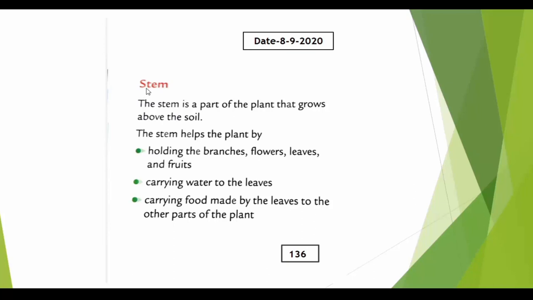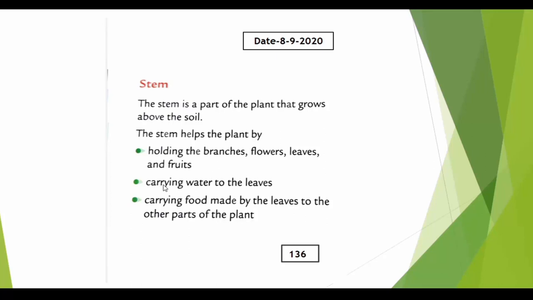This is the last time I'm reading. Stem. The stem is a part of the plant that grows above the soil. Full stop. You have to stop here. The next sentence is, the stem helps the plant by holding the branches, flowers, leaves and fruits.